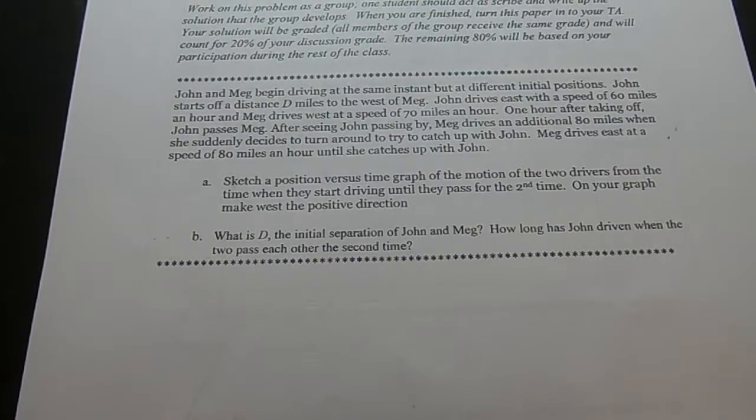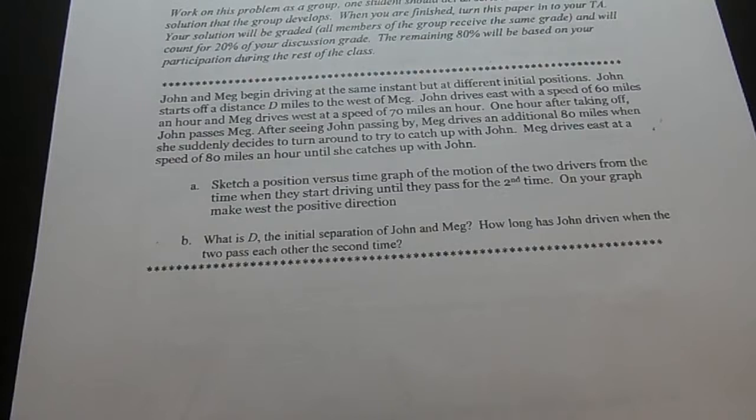After seeing John pass by, Meg drives an additional 80 miles when she suddenly decides to turn around to try and catch up with John. Meg drives east at a speed of 80 miles an hour until she catches up with John. Okay, so a lot of stuff going on there, but we will break it down piece by piece. Important not to get overwhelmed in these with all that's happening here. We're just going to do it step by step.